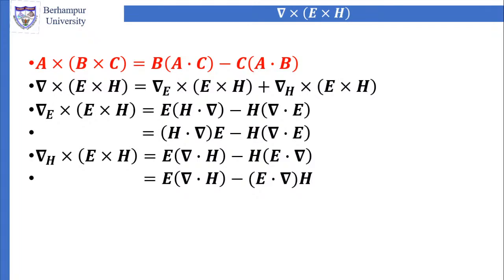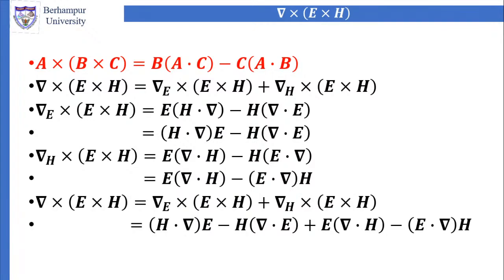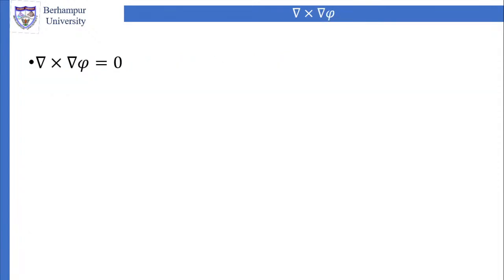Now we add these two together. If we add them together, del cross E cross H is equal to H dot del E minus H del dot E plus E del dot H minus E dot del H. So this is the expression for del cross E cross H. And then we'll come to the next one.